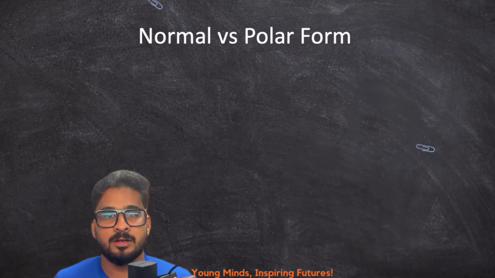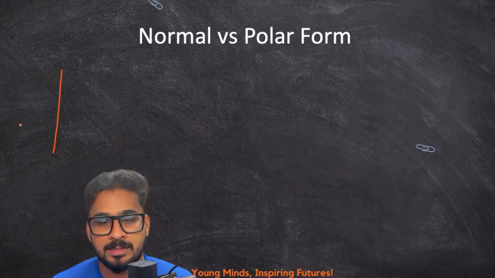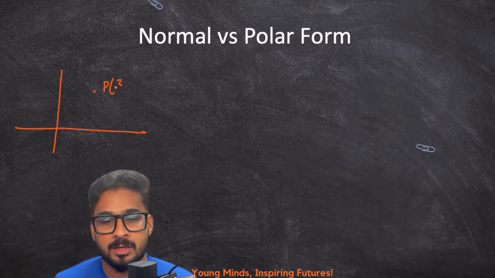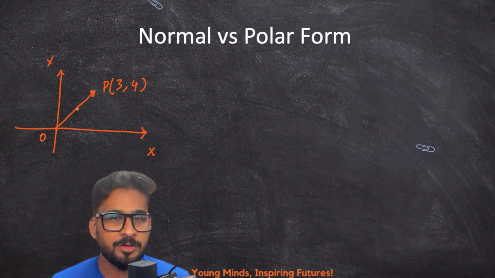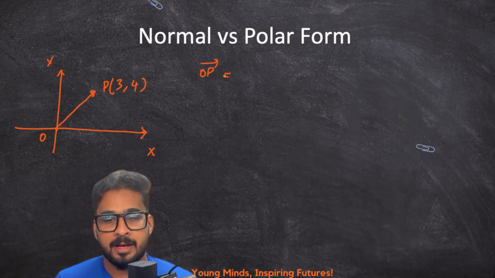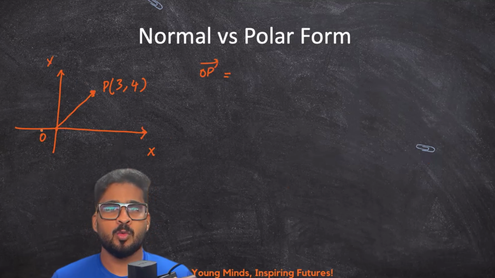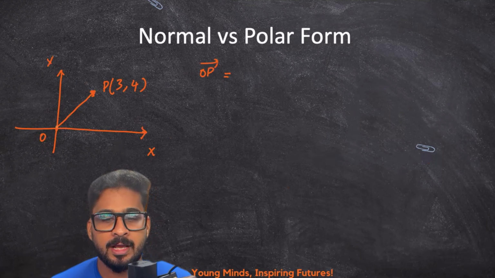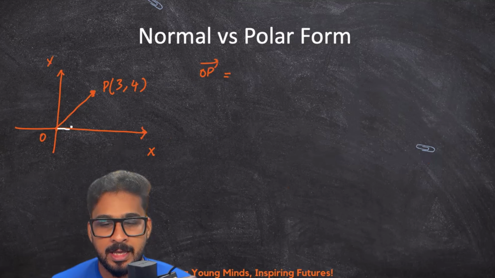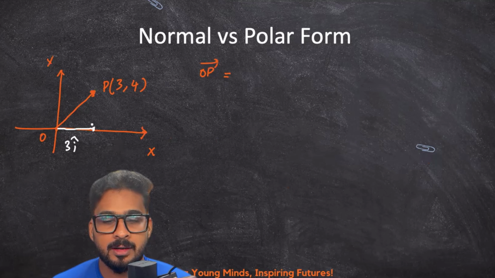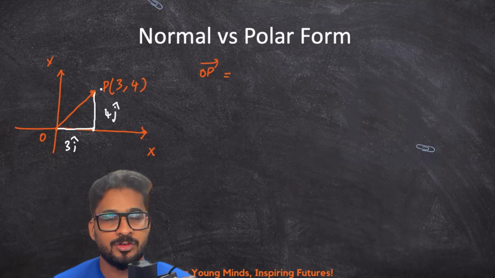Vectors can be written in either normal form or polar form. Consider a point P which is given by the coordinates 3, 4. If I want to find the OP vector, I can think like this. Let us assume you want to reach the point P. If I take OP bar, that gives me the OP vector. Travel 3 units in the direction of the x axis, that is 3 i cap, and then travel 4 units along the y direction, that is 4 j cap, and yes, you have reached the point P.